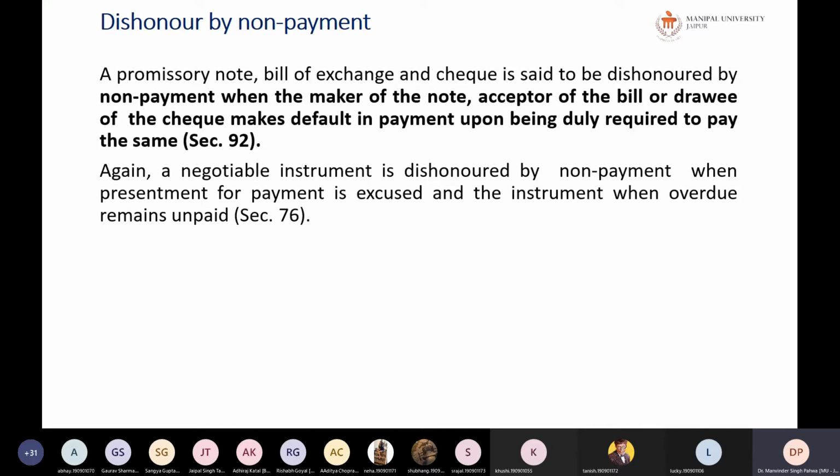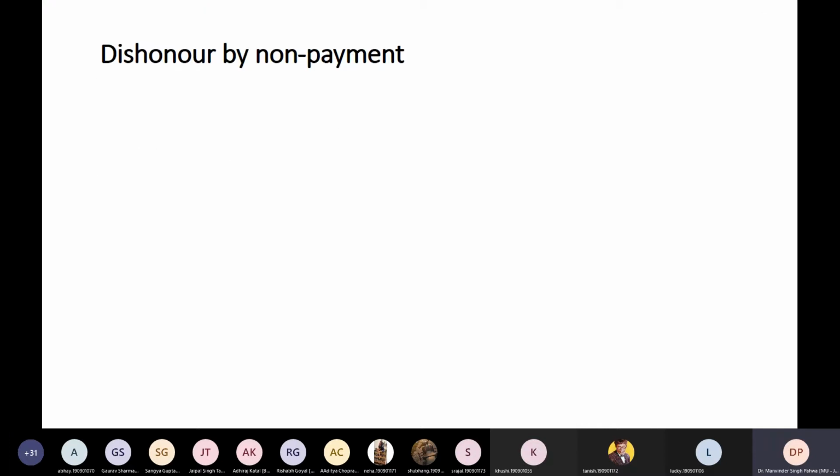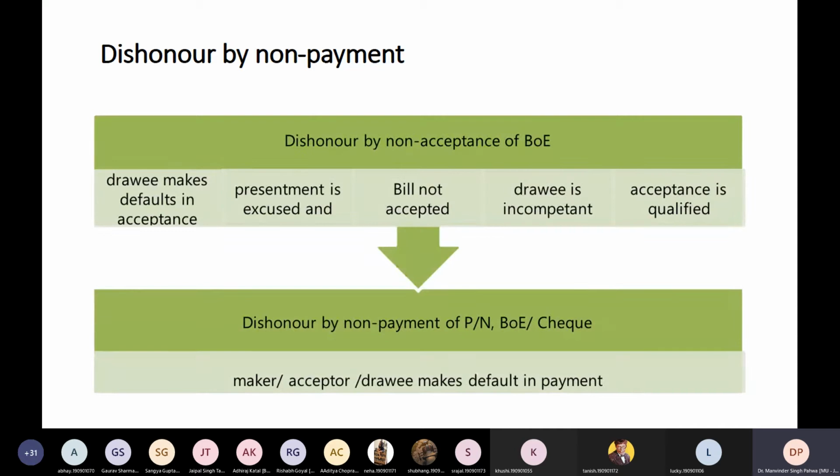Again, a negotiable instrument is dishonored by non-payment when presentment for payment is excused and the instrument becomes overdue and remains unpaid. And further, where the promissory note was sent by registered post and the party liable refuses to receive the post, the bill is held to be dishonored. Okay. Now this is the difference between dishonor by non-acceptance of bills of exchange and dishonor by non-payment. Why? Because non-acceptance, which instrument is subject to acceptance? Only bills of exchange. The rest of the instruments are only subject to payment. Okay.